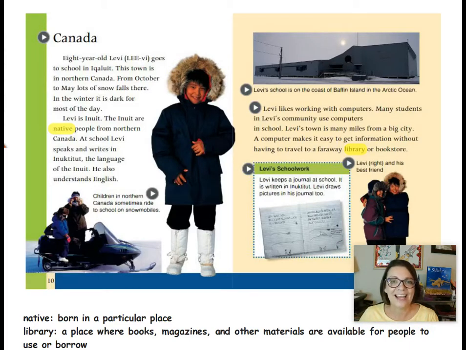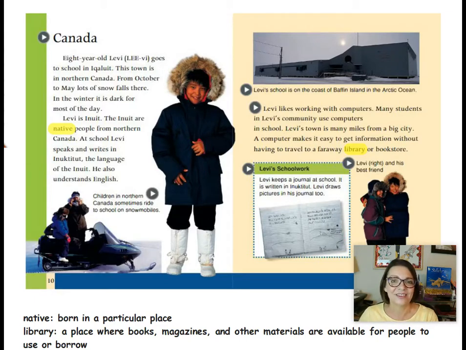On page 10, I noticed the word native. Did you see the word native highlighted in the text? I did too. The word native means born in a particular place. So Levi would be a native to Canada because he was born in Canada.